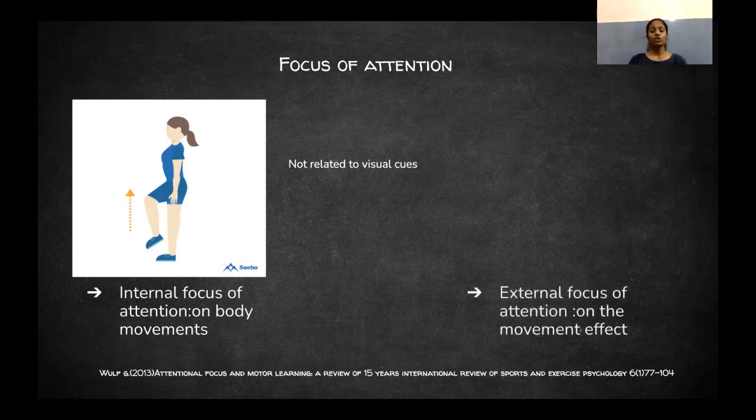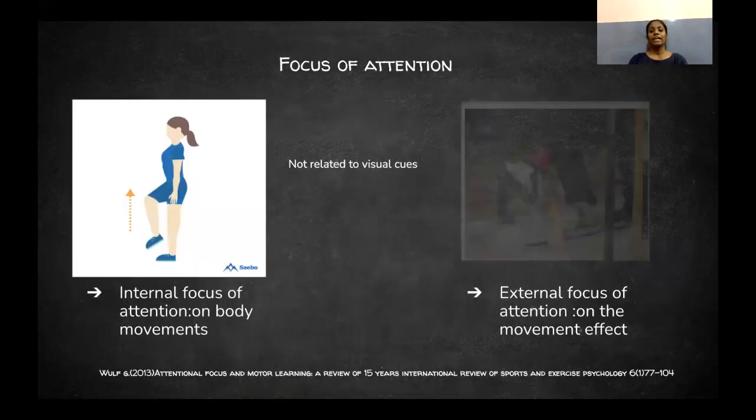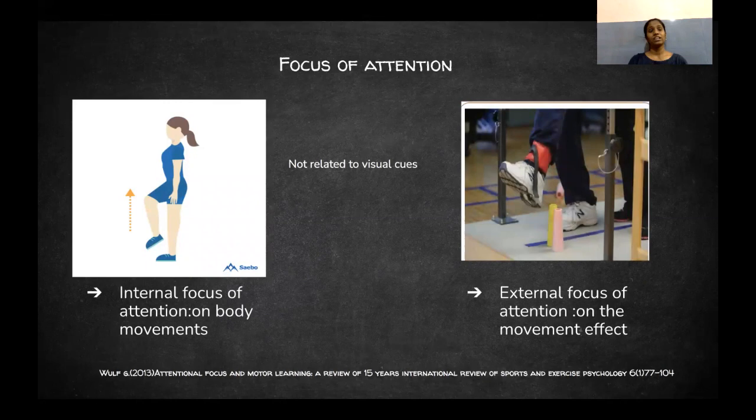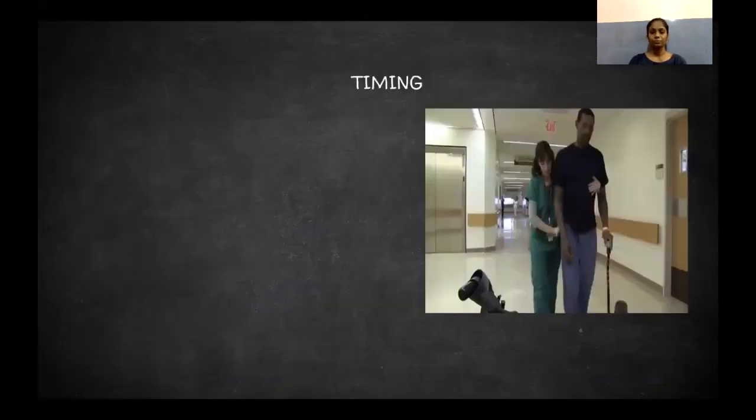In external focus of attention, the focus of attention is the movement effect. For example, if we put obstacles in the walking path and we tell the patient not to touch the object, here the focus of attention is on the object. So it is called the external focus of attention.